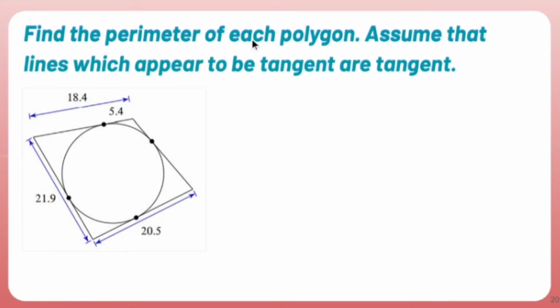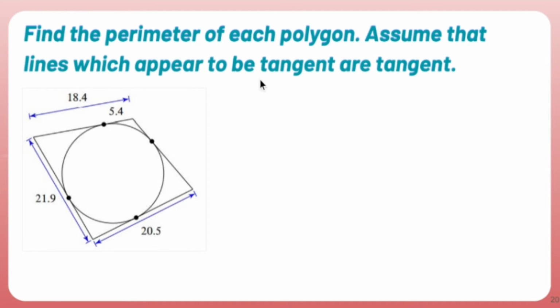Find the perimeter of this polygon, gross. Assume that the lines which appear to be tangent are tangent. So your tangent, your tangent, your tangent, your tangent. This whole line is 18.4. A chunk of it is 5.4. This whole line is 21.9. This whole line is 20.5. I've got nothing about you. This is what I know.